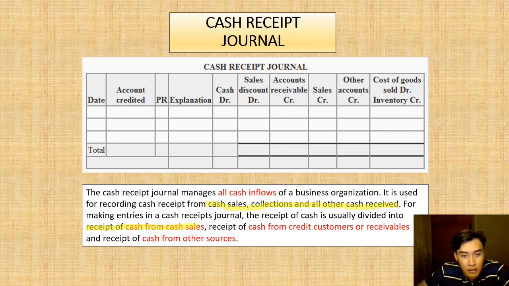So it means you get cash from your business main activity. And then the second one is receipt of cash from credit customer or receivable. This one you get from customers who pay on credit, not paying in cash straight away, they pay on credit, which is monthly. So every month you get money from that customer. And the last one is receipt of cash from other resources.